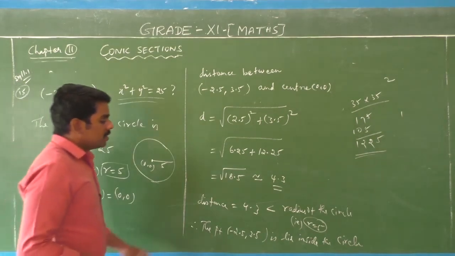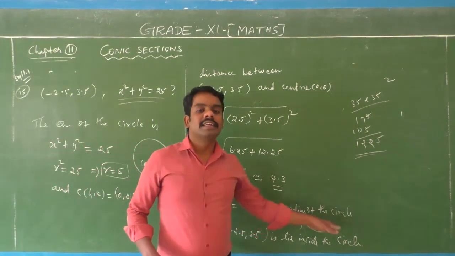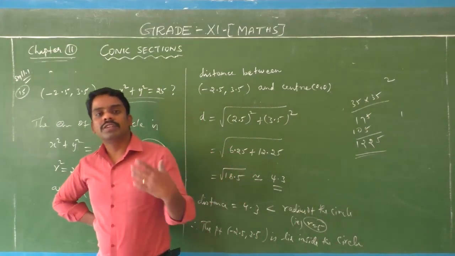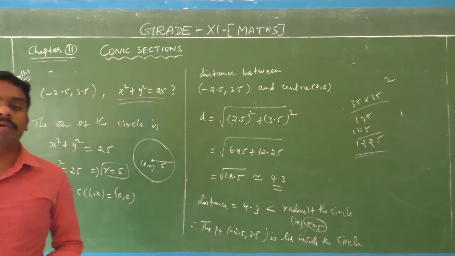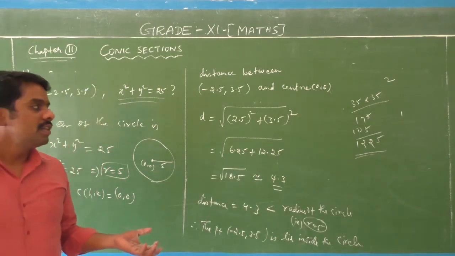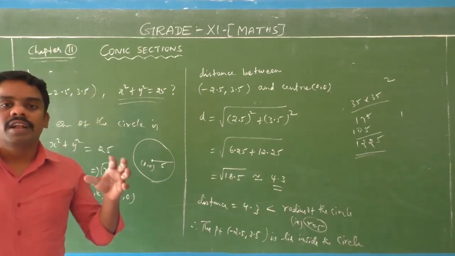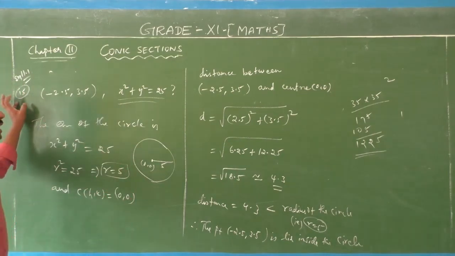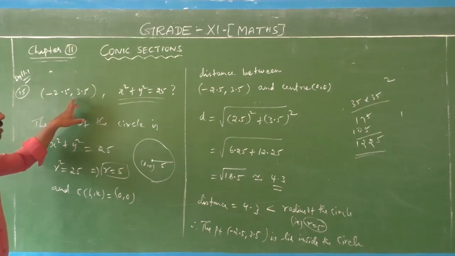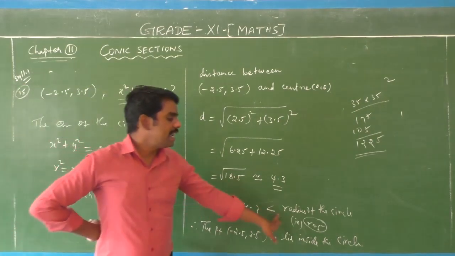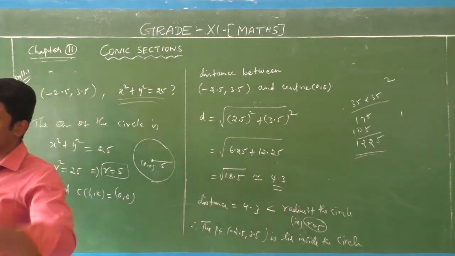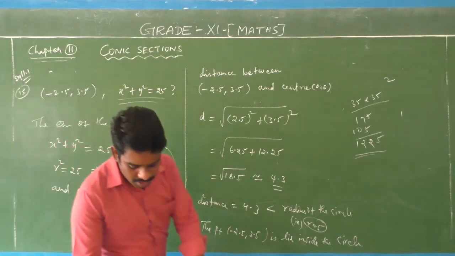Suppose the distance value is greater than the radius value, then the point is outside the circle. Suppose it is equal to the radius value, the given point is lying on the circle. But in this 15th question, the distance to the point (minus 2.5, 3.5) is less than the radius of the circle, so this point is inside the circle. Okay, right. Next.